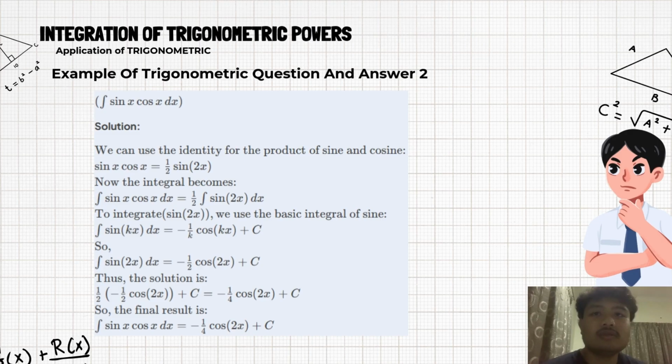And the solution for this is 1 over 2 times negative 1 over 2 cos 2x plus c, which equals minus 1 over 4 cos 2x plus c. And the final result we get here is the integral of sin x cos x dx equals negative 1 over 4 cos 2x plus c.